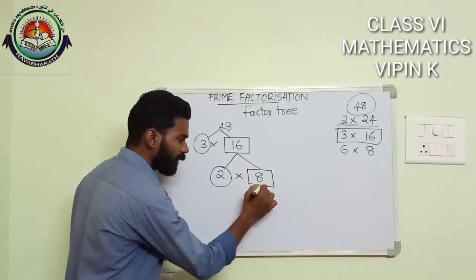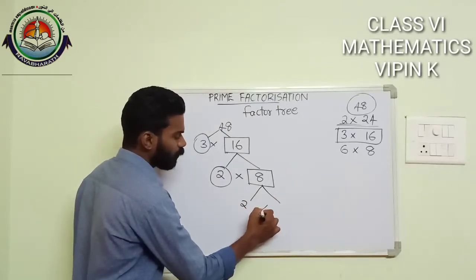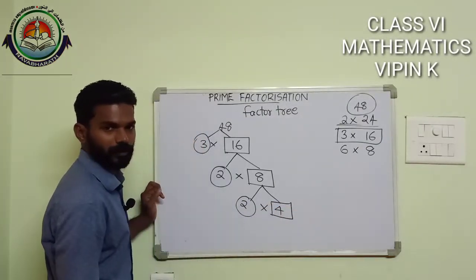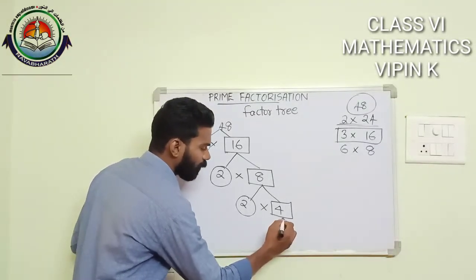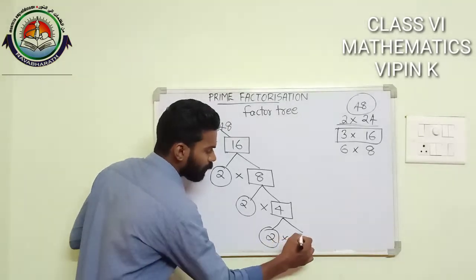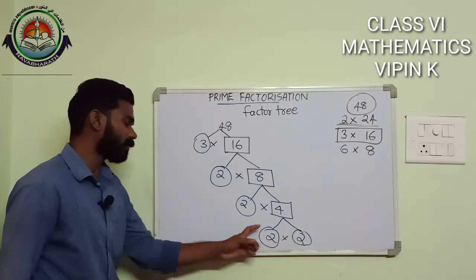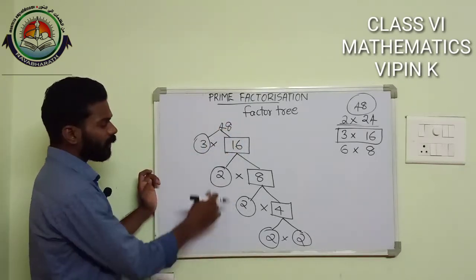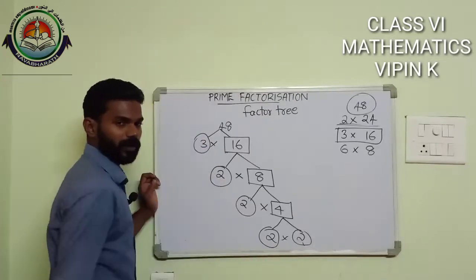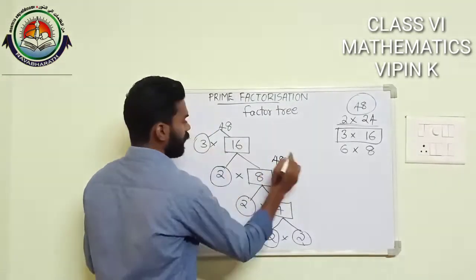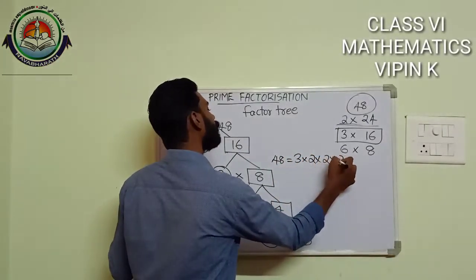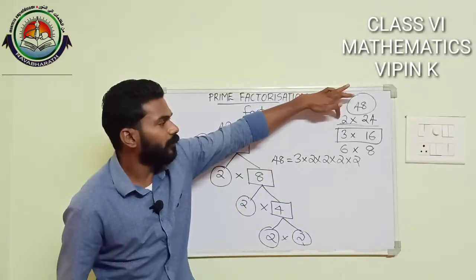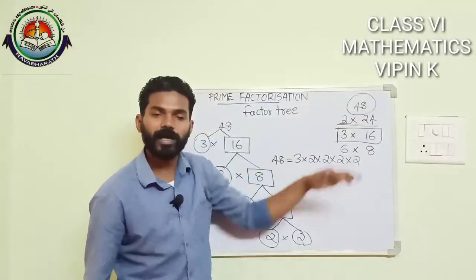Again, this 8 also can be factorized as 2 into 4. 2 is a prime number, rounded, and 4 is a composite number, put in a rectangle. Again, this composite number 4 is further factorized as 2 into 2, which are both prime, so both are put in circles. Clear? Now you can write the number 48 as a product of all these prime numbers. Then 48 would be equal to 3 into 2 into 2 into 2 into 2. And this prime factorization is the same as the one we obtained in the other manner also.